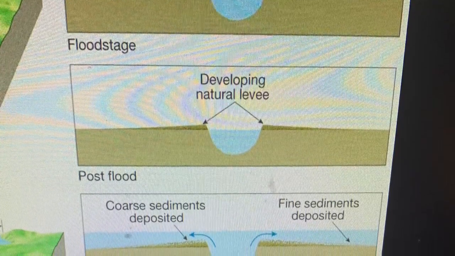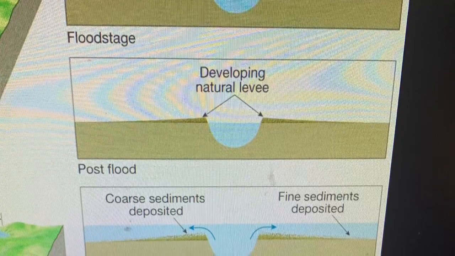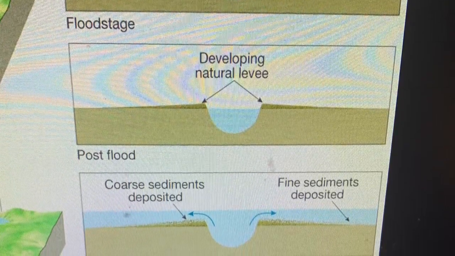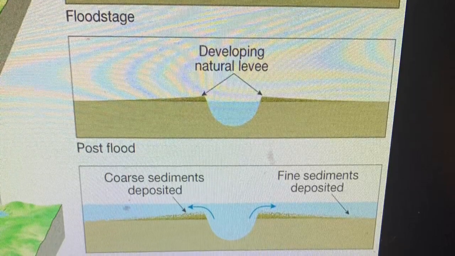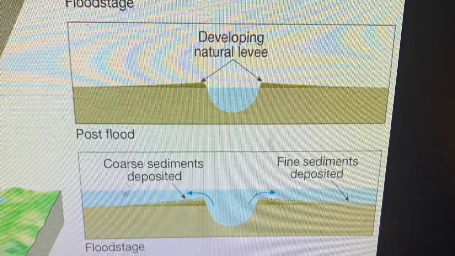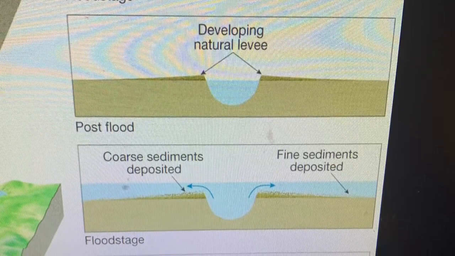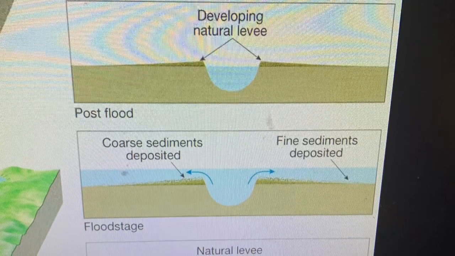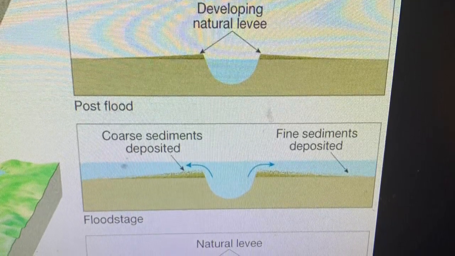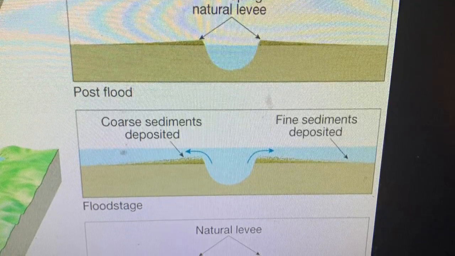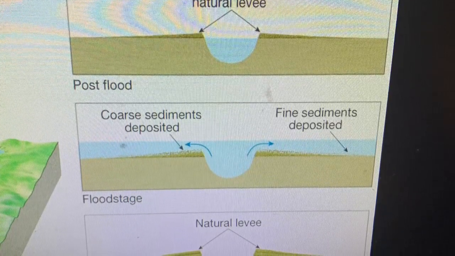Now, once the river goes back to normal, you get the development of these little hills on either side of the river channel that are called levees. They're called natural levees. And what that basically does is it makes the river channel a little higher. And so the next time the river wants to flood, it actually has to go above those. Now, it will go above those eventually, and the same process will happen. And slowly over time, you'll get these taller and taller and taller levees.